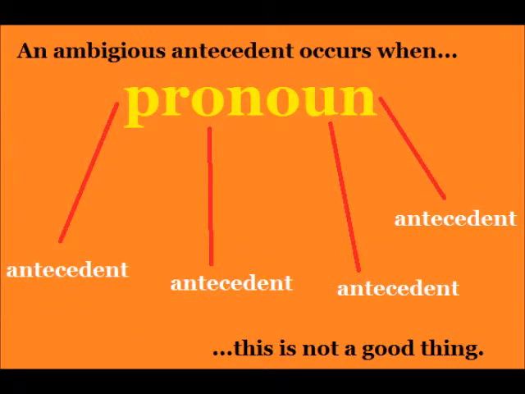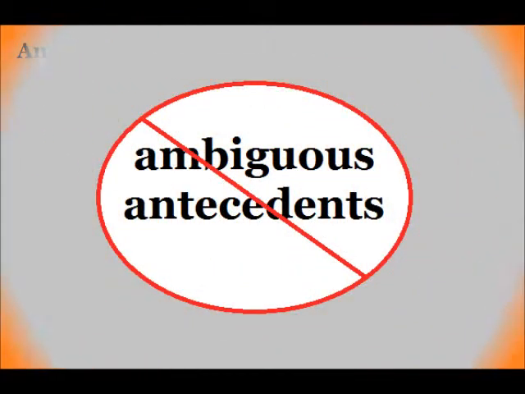Now, let's put the two together. An ambiguous antecedent occurs when a pronoun has two or more possible antecedents. This basically defeats the purpose of pronouns and antecedents because a pronoun is supposed to clearly refer to one antecedent. This is important to know and recognize because ambiguous antecedents cause writing to be unclear and oftentimes misunderstood.